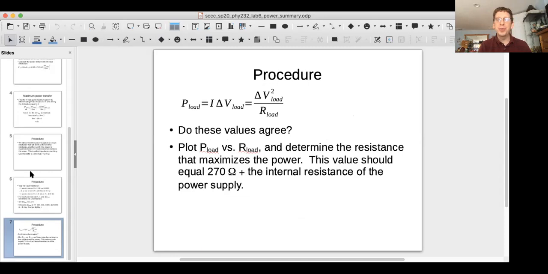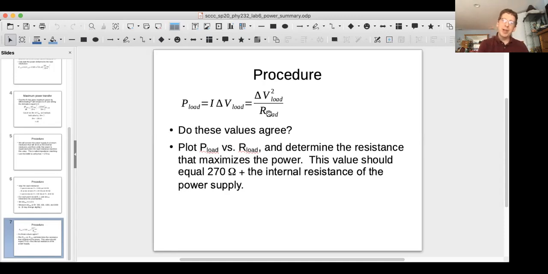But you're going to calculate the power going across the load two different ways. The first is the current, which you're measuring, multiplied by the voltage across the load, which you're also measuring. And then also by the square of the voltage across the load divided by capital R, which is the resistor that we're varying. Then we're going to make sure those values agree. They should agree fairly closely, but comment on how well they agree when you're writing up the lab report.